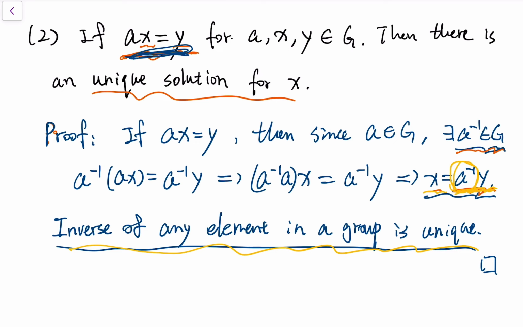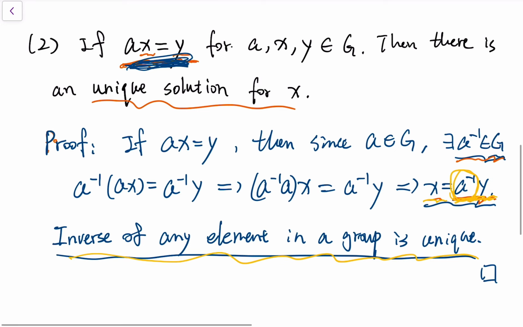And this can be a very useful property in group theory when we are doing a lot of work in the future.